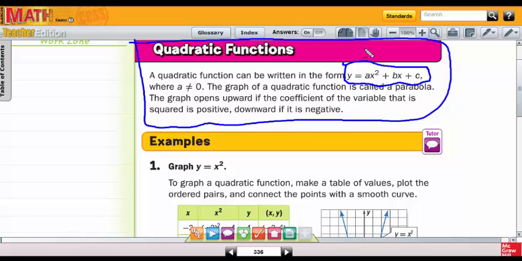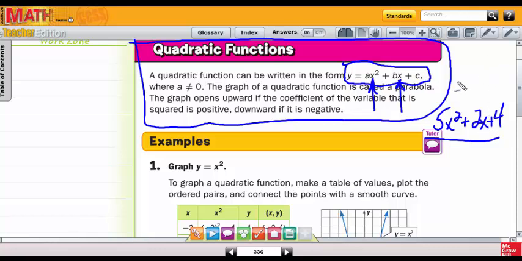Now let me talk about this for a minute so you fully understand exactly what we're talking about here. A quadratic function can be written in this form right here: y equals ax squared plus bx plus c. Notice that the variable here and here is the same variable. So we're going to have x, maybe 5x squared plus 2x plus 4 might be an equation. Let's write that down here: 5x squared plus 2x plus 4 might be an equation.